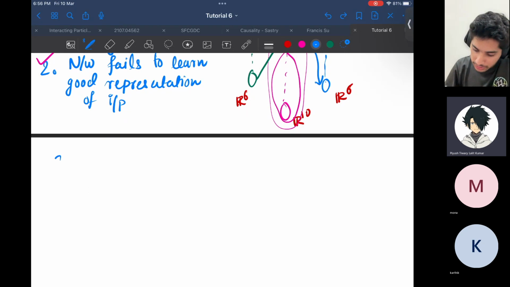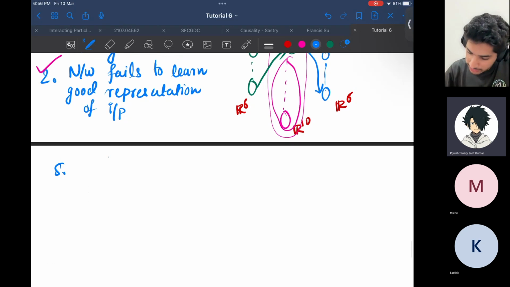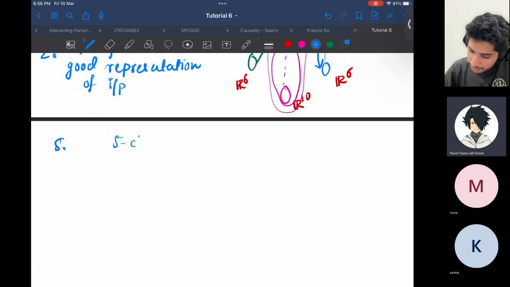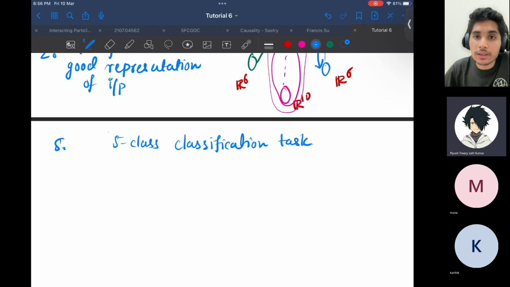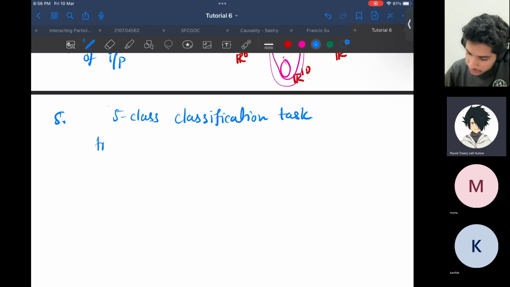The fifth question says that, suppose we build a neural network for a five class classification task. Suppose for a single training example, we have been given some true label.